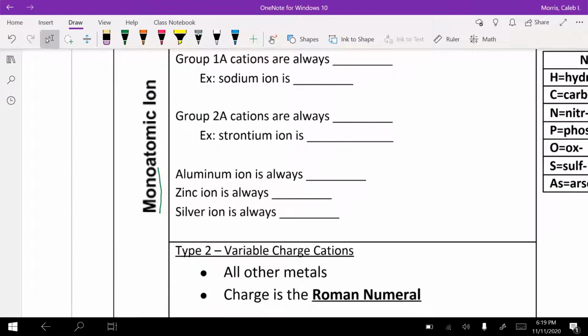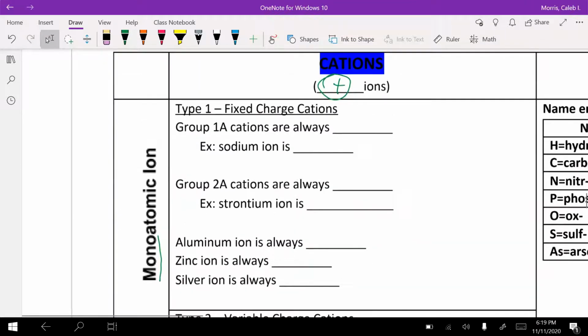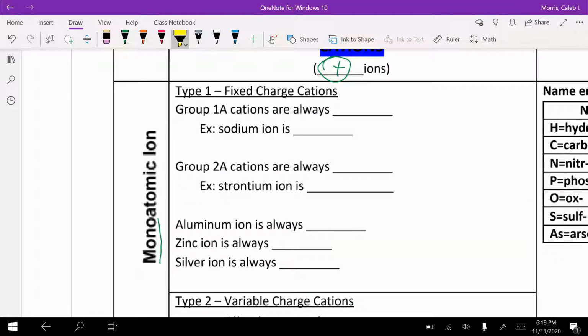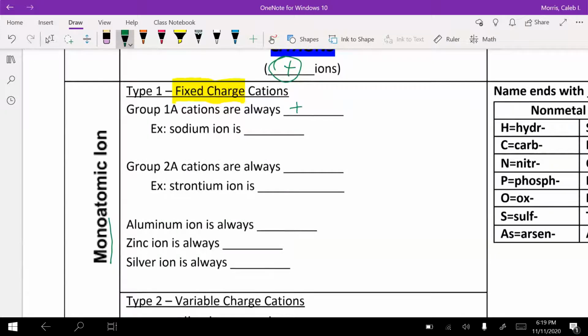And then we can break down the monatomic ions into two different groups. We're going to start with what we call fixed charge cations. These are the ones that are predictable. We always know their charge, and they're the easier ones to work with. So fixed charge cations, there's a little bit of memorization here. Group 1A ions always have a positive 1 charge. So the sodium ion is Na with a positive 1 charge, or you could just write it Na+. Group 2A cations are always positive 2. Not too bad so far, right?